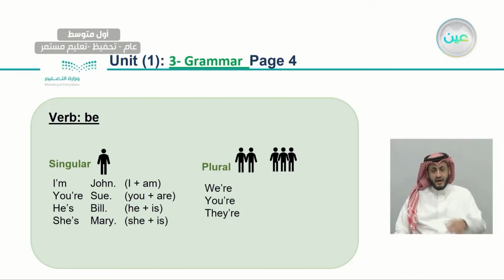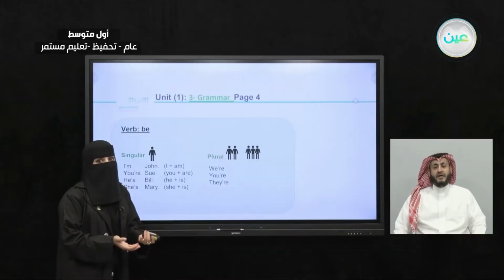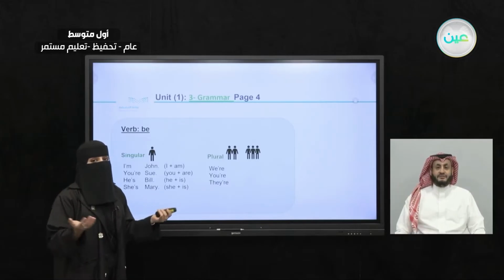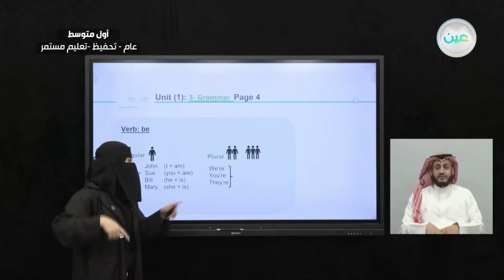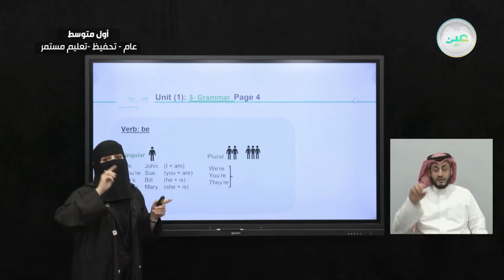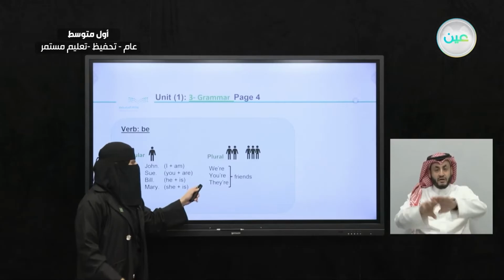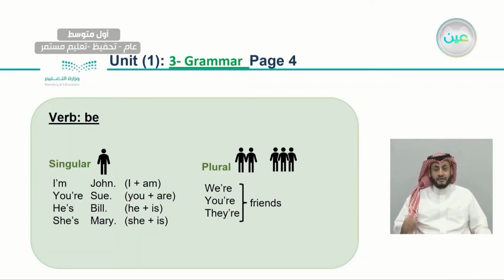For the plural, if we talk about us, we are. You would say, we are first intermediate grade, right? And I would say you are the first intermediate grade students. If another group points at our class, they would say they are the first intermediate students, right? We are friends. You are friends. They are friends. And you can notice right here, the word friends ends with S. That means more than one. It could be two or more than two.